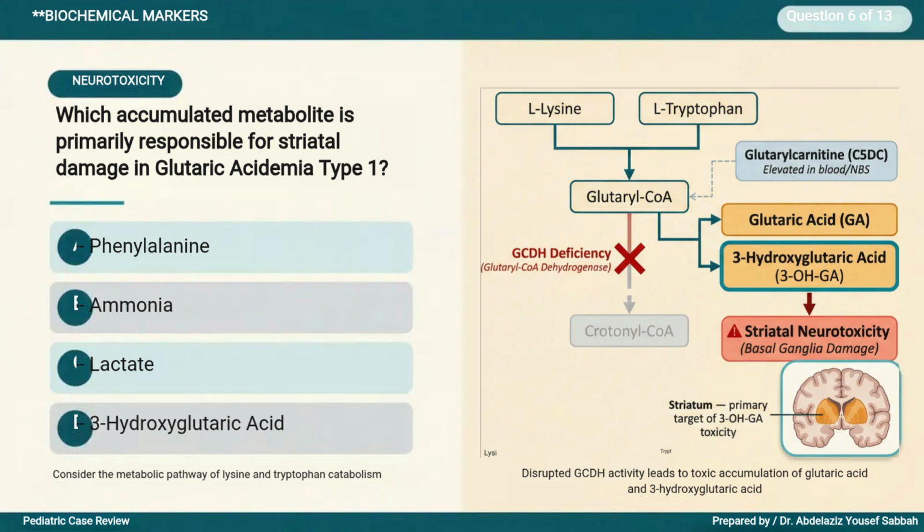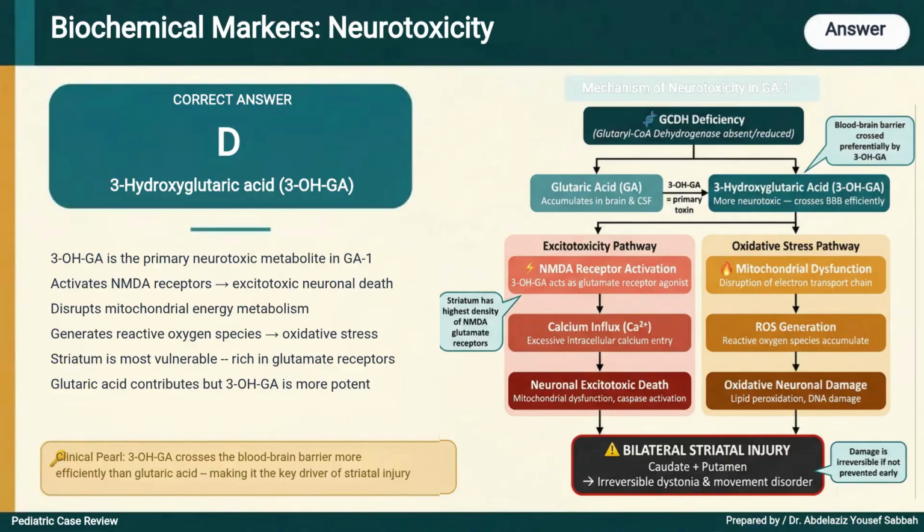Consider the metabolic pathway of lysine and tryptophan catabolism. Option A, phenylalanine. Option B, ammonia. Option C, lactate. Option D, 3-hydroxyglutaric acid. The correct answer is option D, 3-hydroxyglutaric acid.